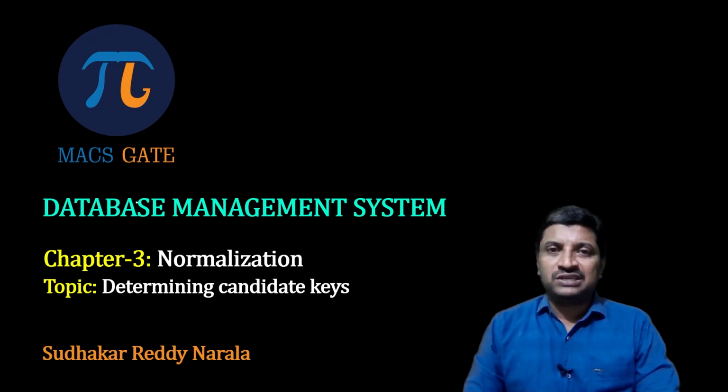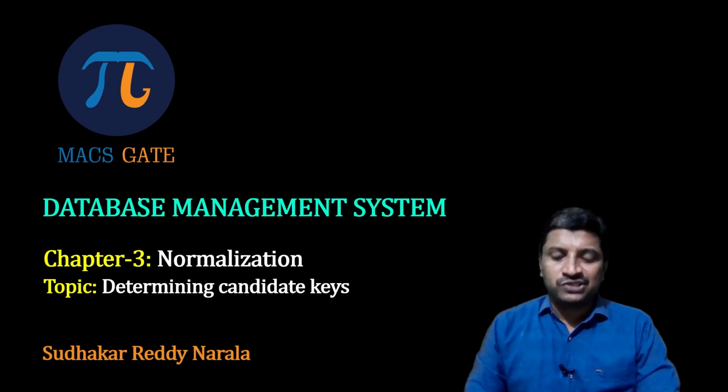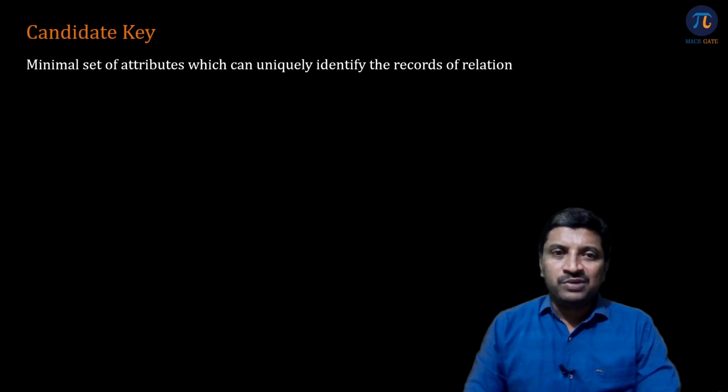In this session, we will discuss how to find candidate keys by using a set of functional dependencies on a relation. So let us start the session. First, let me revise the definition of a candidate key. What is a candidate key? A minimal set of attributes which can uniquely identify the records of a relation.